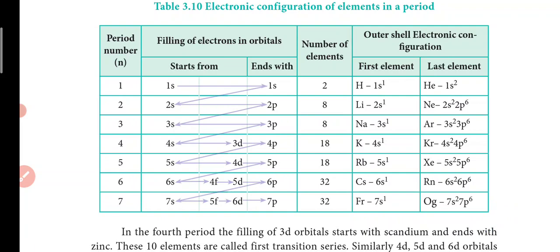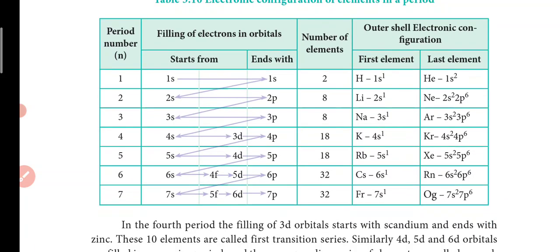The number of electrons in each orbital is given, and the number of elements in each period is given. First period 2 elements, second period 8 elements, third period 8 elements, and so on, with 7 periods altogether giving 118 elements. The first and last element of each period are also given: hydrogen, helium; lithium to neon; sodium to argon; potassium to krypton; rubidium to xenon; cesium to radon; francium to oganesson.